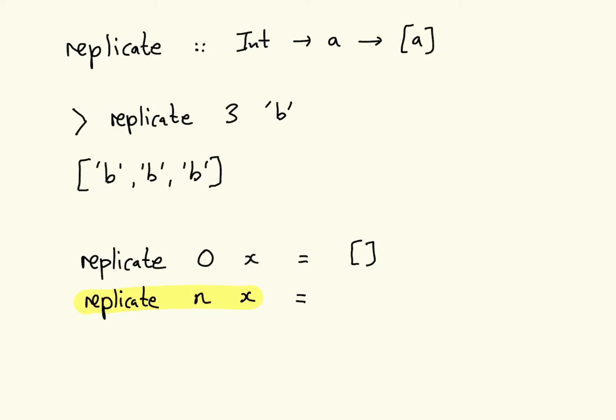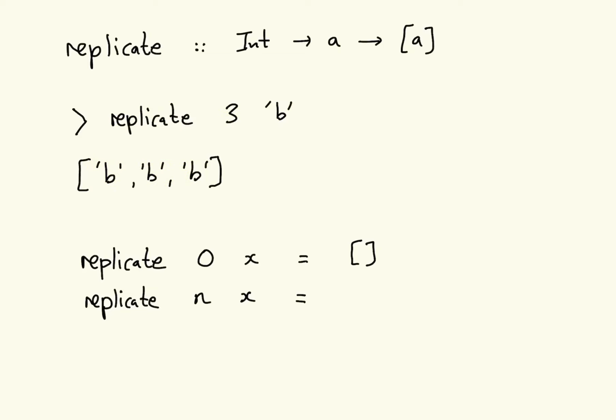Well, let's look back to my example here. Let's move my example up here. If I want to replicate B 3 times, what I can do is emit a single B and then replicate it twice. So this gives me the key to a recursive decomposition of this process. If I want to replicate something n times, I emit 1 copy and then replicate it n minus 1 times.